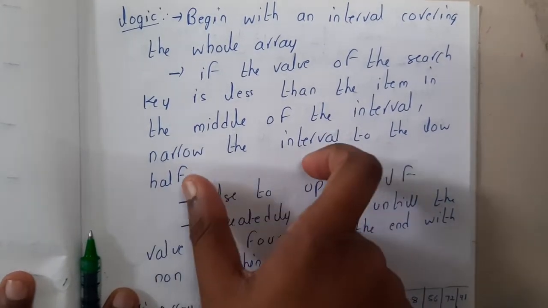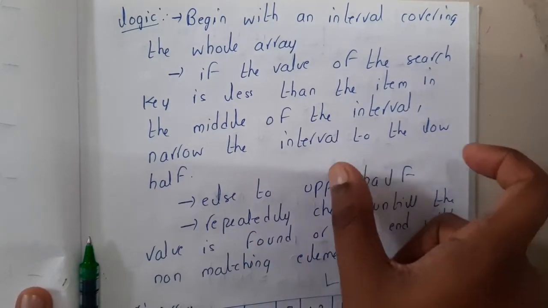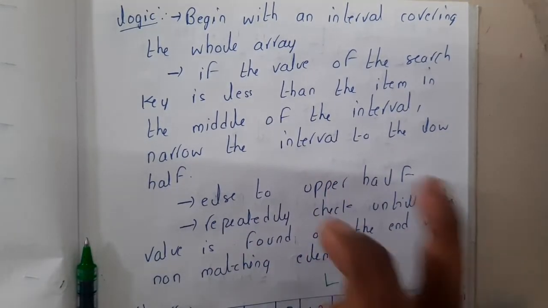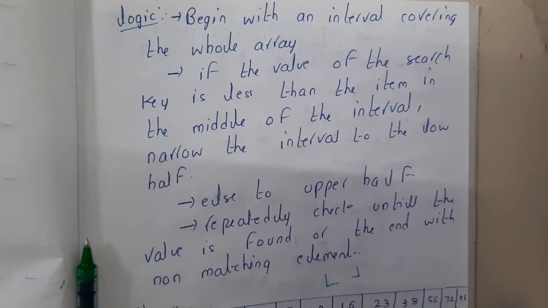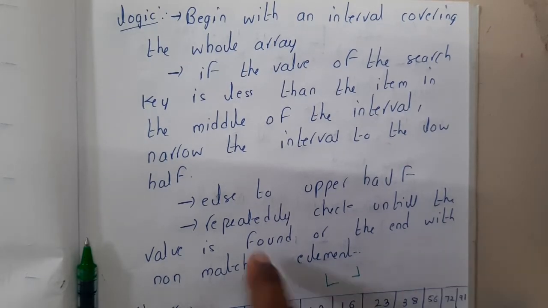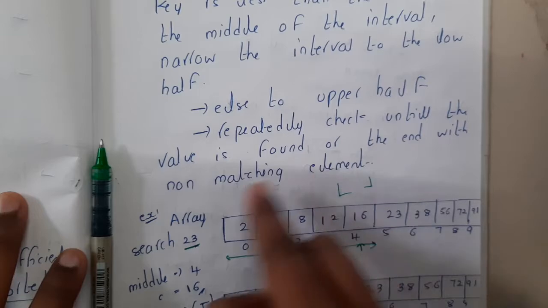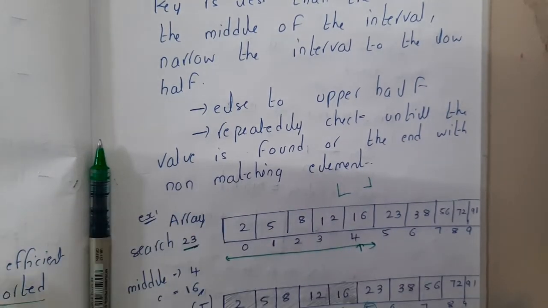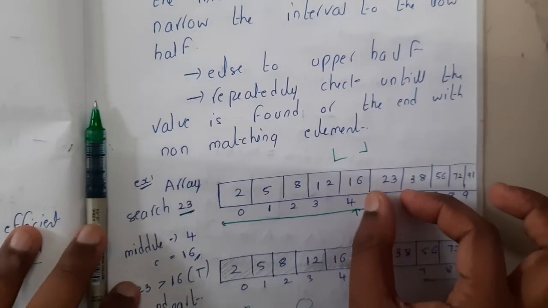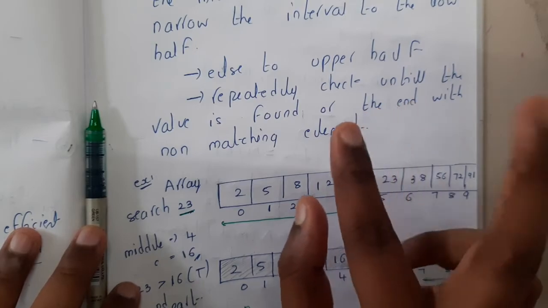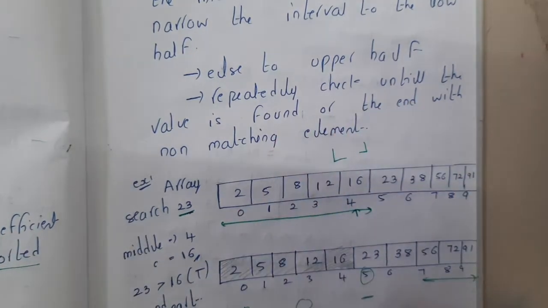So if it is lesser, you will take the lesser part. If it is greater, you will take the right part. So basically, depending on the value at the middle, you will decide which part to avoid and which part to take. So repeatedly check until the value is found or the end is reached. If it is not matching, at the end you will be left with only a single element, right? So even if it is not matching, then you will return -1 as the result.